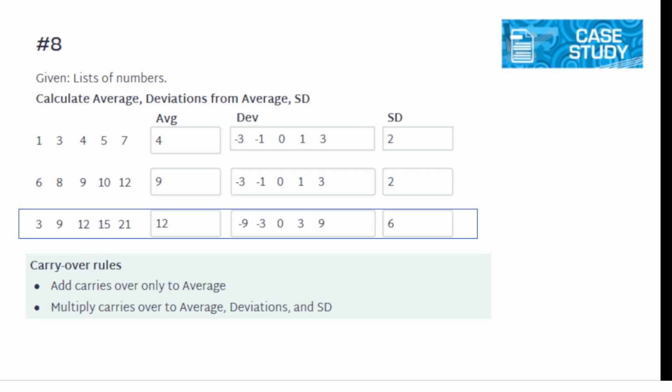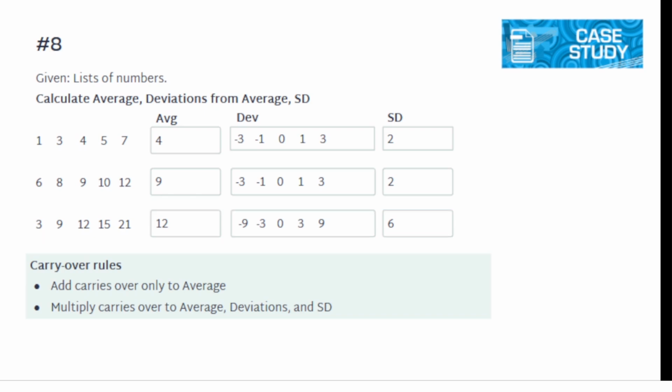So there is a clue, there is a hint here. If you pay closer attention to these two lists, you will see that list number 2, the second list, is made by adding 5 to each number in the first list. So 1 plus 5, 3 plus 5 is 8, 4 plus 5 is 9, 5 plus 5 is 10, 7 plus 5 is 12.